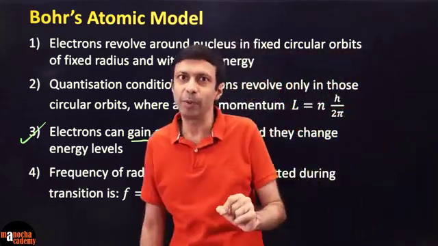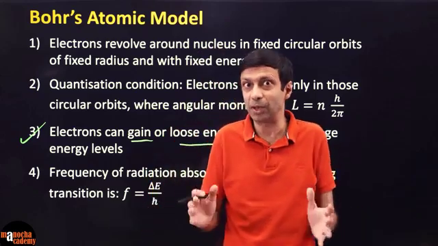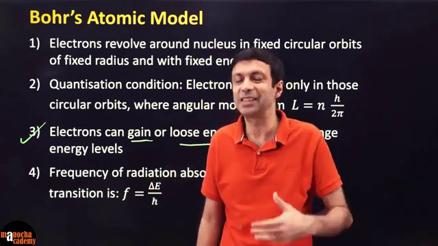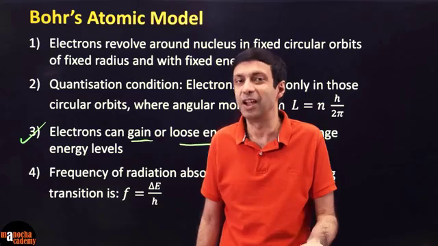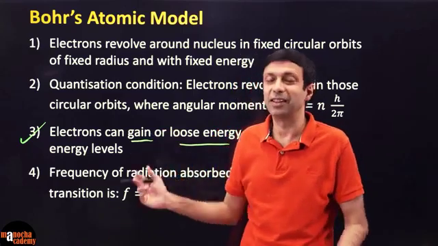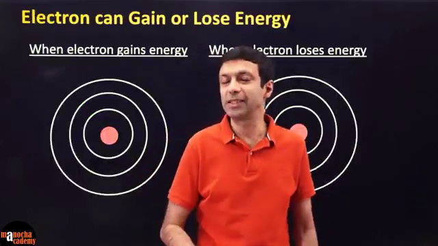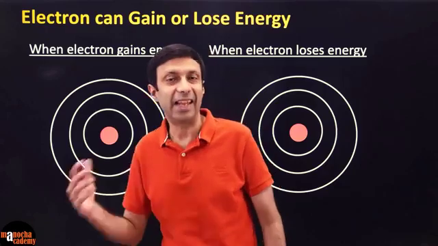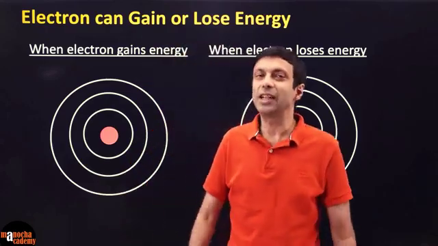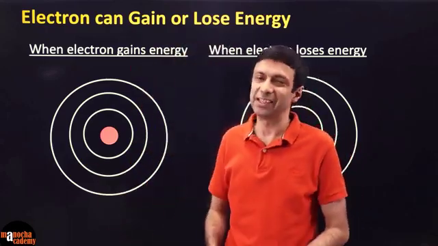If they are in the same orbit, the energy level will be same. That's why they are called stationary orbits, right? Stationary energy levels. But when they shift, then they can gain or lose energy. So let's understand this in more detail. So Bohr's third postulate said that an electron can gain or lose energy. So let's see what happens when an electron gains energy.